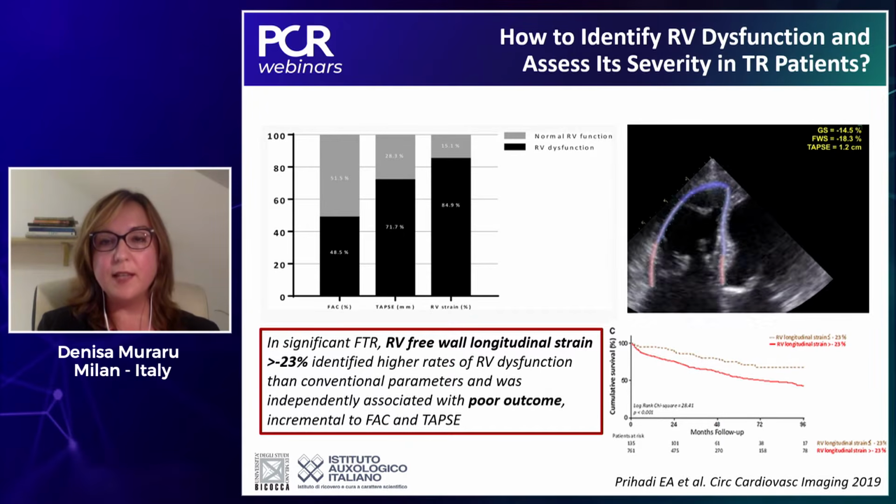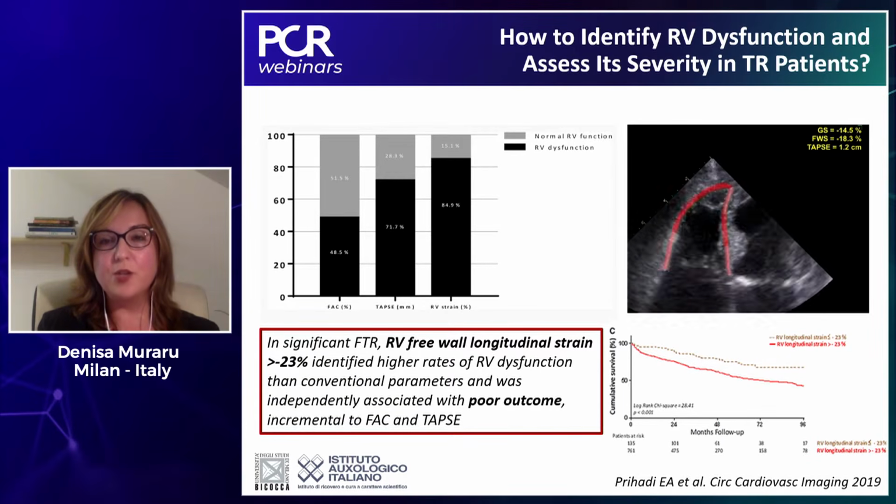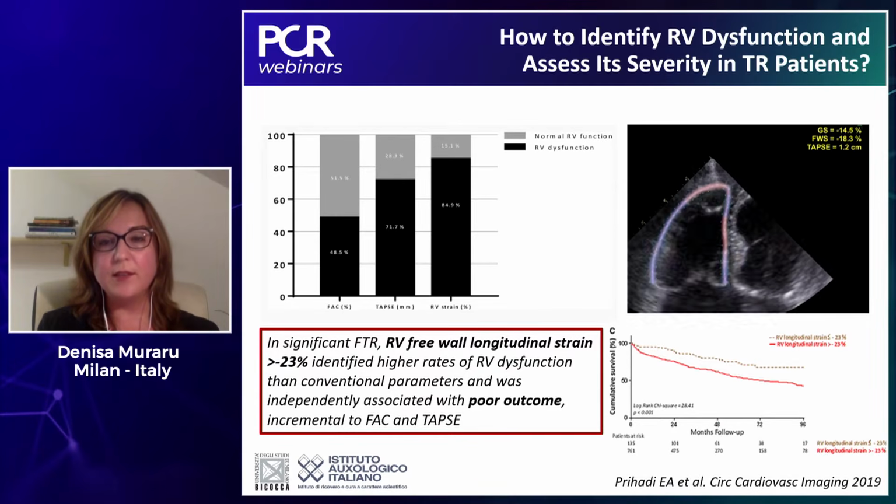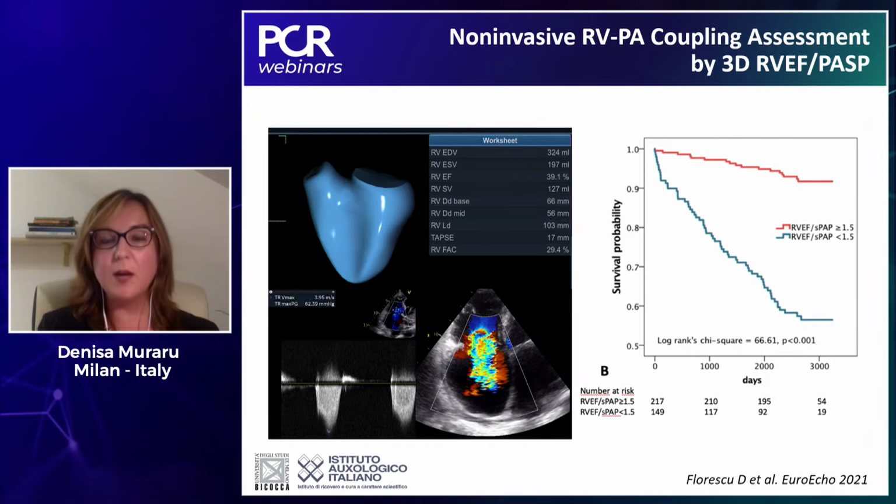This is a very nice study from Victoria's lab, showing that strain is more sensitive in detecting RV dysfunction with respect to conventional parameters and is able to predict outcome. And finally, there is the concept of improving the evaluation of RV function with three-dimensional echocardiography by correcting the ejection fraction of the RV for the pulmonary pressure, and obtaining a non-invasive RV-PA coupling assessment, which in this recent study that we presented at EuroEcho seems to predict outcome of the patient.